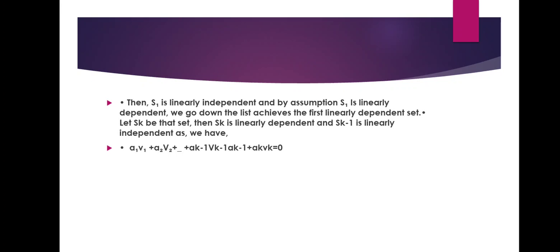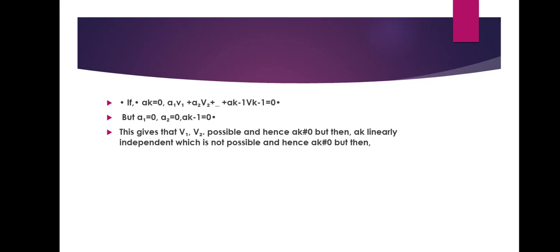If alpha k is equal to 0, then alpha1 v1 + alpha2 v2 + ... + alpha(k-1) v(k-1) = 0. But since v1, v2, ..., vk-1 is linearly independent, alpha1 = 0, alpha2 = 0, ..., alpha(k-1) = 0. Hence all the coefficients are zero, which is not possible since Sk is linearly dependent, and hence alpha k does not equal 0.